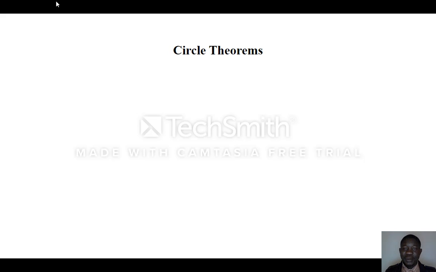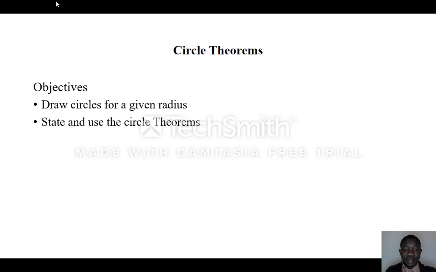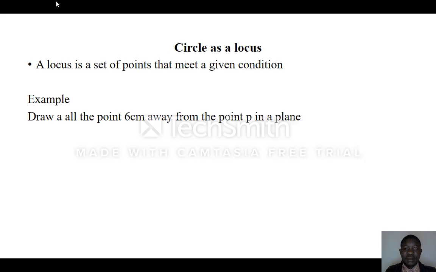In this tutorial, we are going to look at circle theorems. Our objective: we will draw a circle for a given radius, and state and use circle theorems. Now let's look at a circle as a locus. A locus is a set of points that meet a given condition.